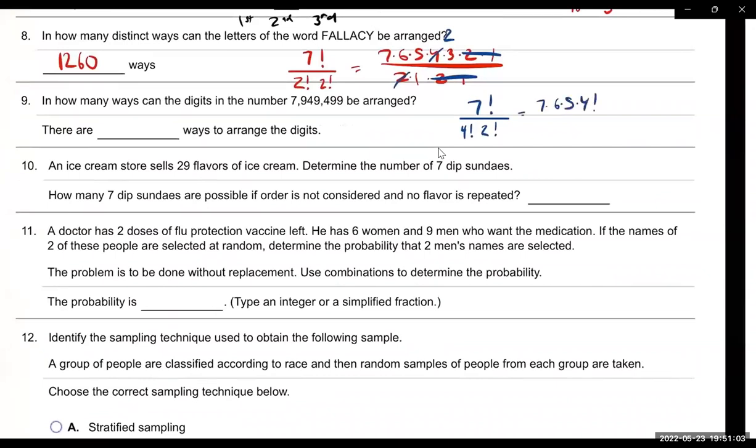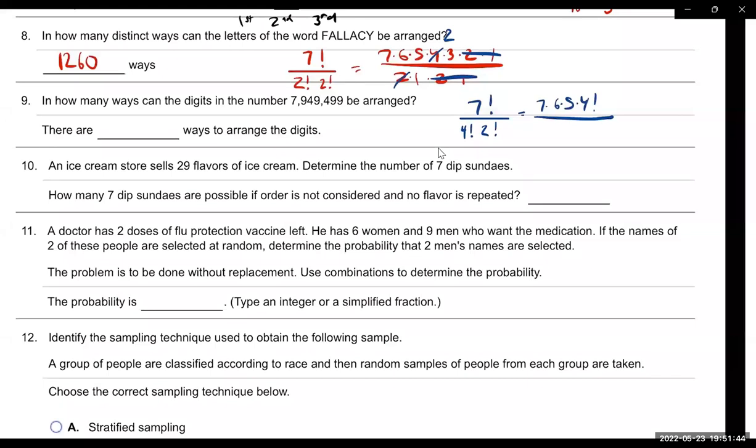7, 6, 5, 4 factorial. I'm going to stop at 4 factorial because I see a 4 factorial there that I can cancel. And then I still have to write out the 2 factorial. So the four factorials cancel. And then two goes into six three times. So the answer is going to be 7 times 3 times 5. I got 105. Okay. Let's see. Yeah, I got 105 too. 105. So that's how many different ways you can arrange these digits in any order.